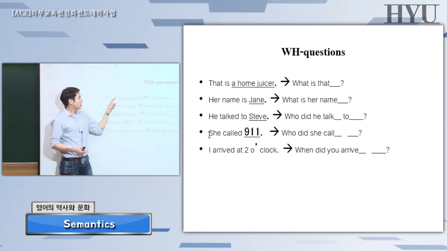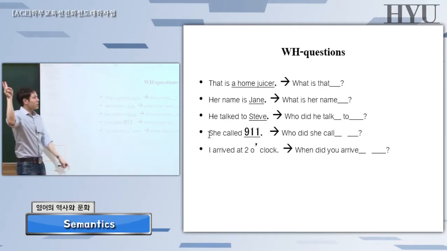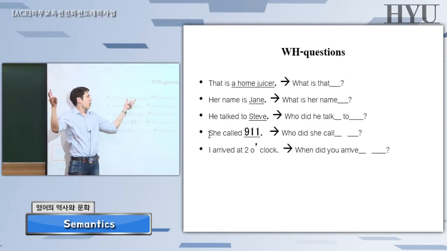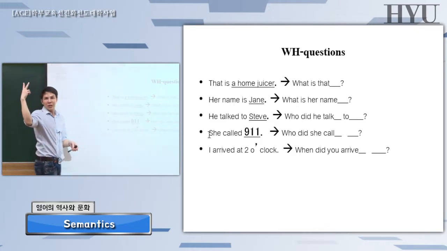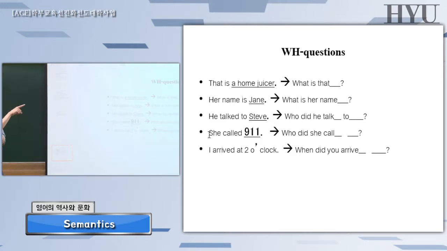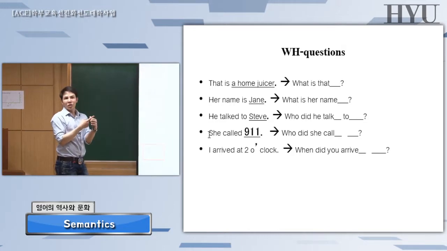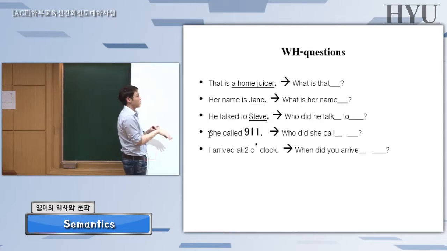And then "is" used to be after "that," right? Now it is before "that." So it seems that there are two steps here. The first step is the movement of the WH word, which "a home juicer" turns into, right? The movement of the WH word. And second, the movement of the aux, right? So two steps. In yes/no questions, only one step. But WH questions, two steps: the movement of the WH word, and also the movement of the aux, which is what we also find in yes/no questions.